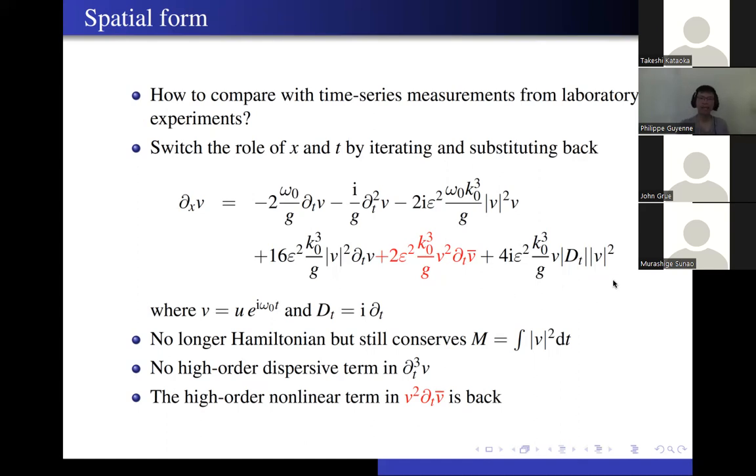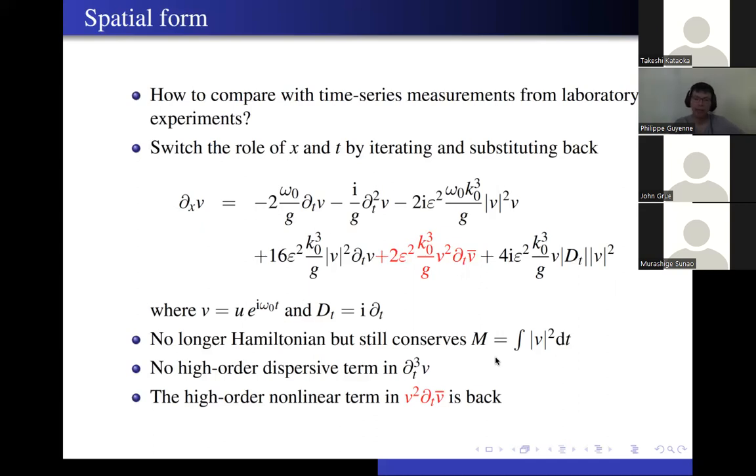There's some downside in the sense that it's no longer Hamiltonian. It's no longer Hamiltonian because you bring back this term in v squared partial t v bar. And because of that, very likely it's no longer Hamiltonian. It still conserves the wave action, so this quantity M here. But that's fine, right? So it's no longer Hamiltonian.